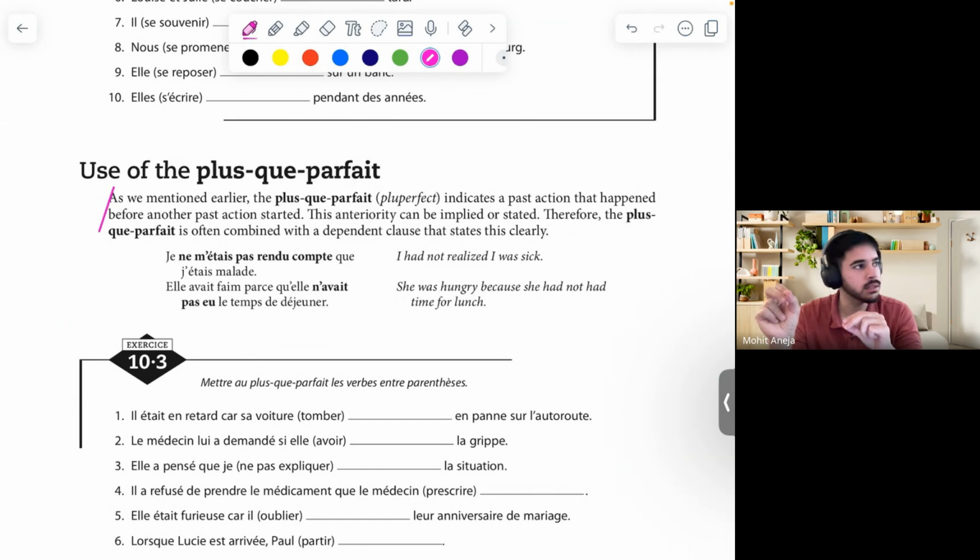स्टेटेड का क्या मतलब होता है देन? मतलब वो एक्सप्लिसिटली दो इवेंट्स बताएं, ठीक है. जैसे उन्होंने पहले ही खाना खा लिया था जब हम पहुंचे उससे, तो the second action is clearly defined here, ठीक है. तो यहाँ पे जो सेकंड लाइन थर्ड लाइन है इनफैक्ट इस पैराग्राफ की, therefore the plus-que-parfait is often combined with a dependent clause that states this clearly. What is being stated clearly?